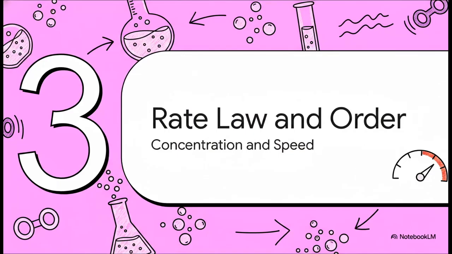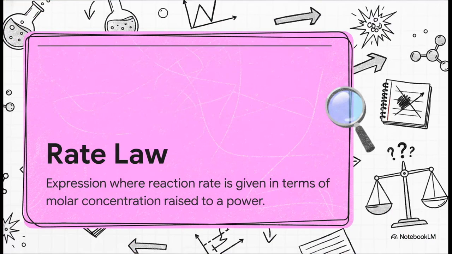Okay, section 3, rate law and order. The absolutely crucial thing to remember here is that our rate law, which relates the reaction speed to the molar concentration of the reactants, must be determined experimentally. You literally cannot just look at a balanced chemical equation and guess the exponents. The powers in the rate formula might match the stoichiometric coefficients, but they also might not.